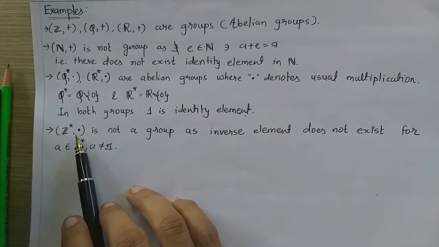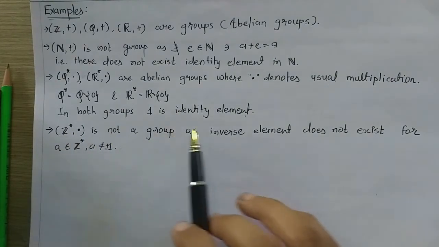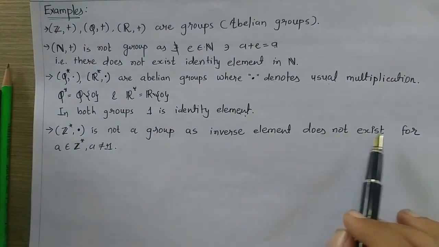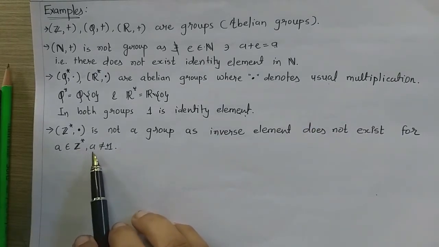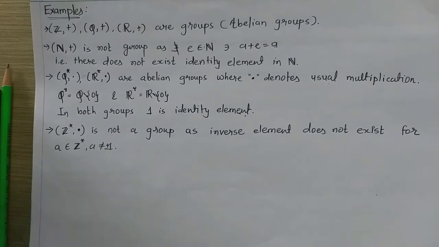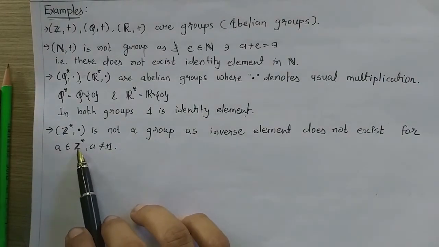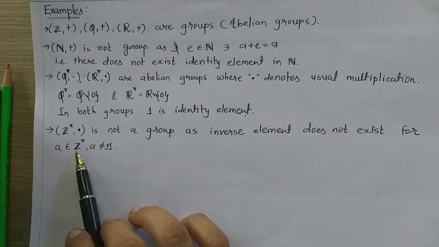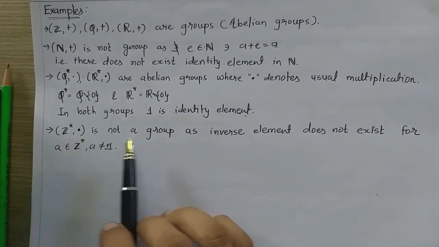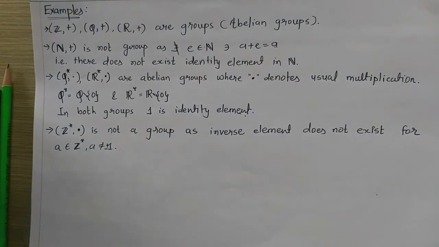Now Z star dot is not a group, as the inverse element does not exist for any a belongs to Z star where a does not equal plus or minus 1. If we consider 2 belongs to Z star, then there does not exist 1/2 in Z star. So Z star dot is not a group. We will study groups deeply in third year.